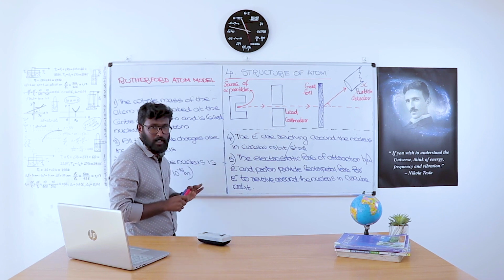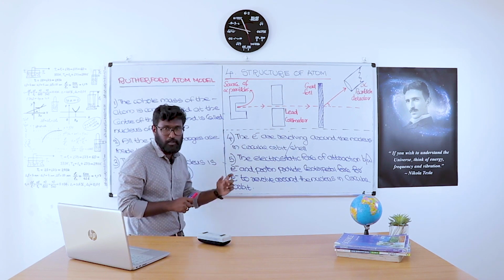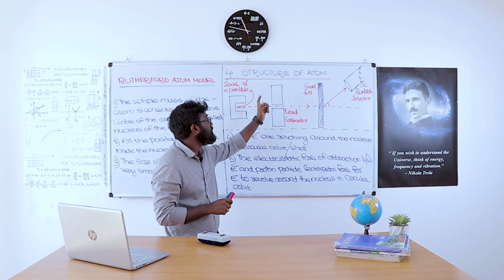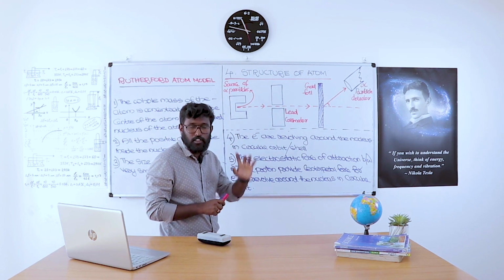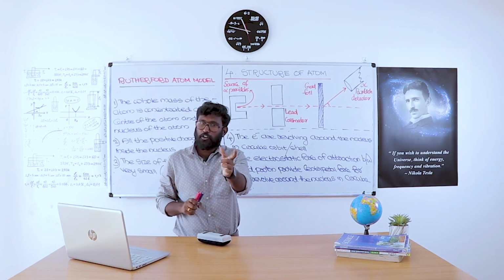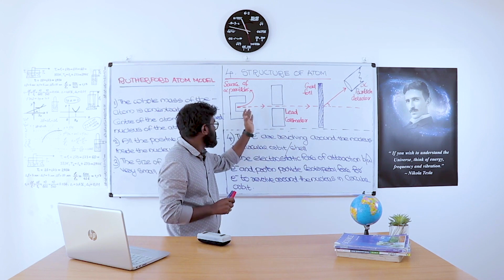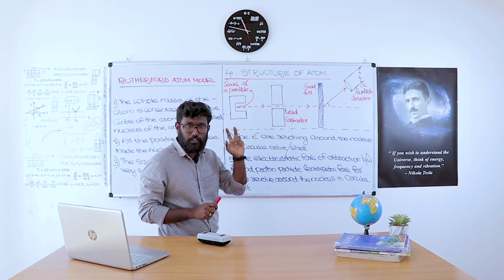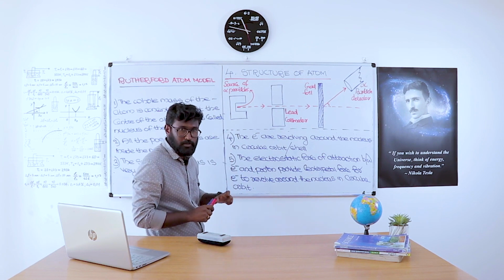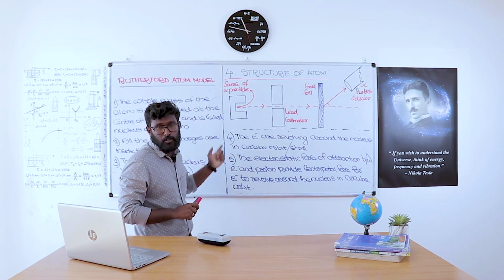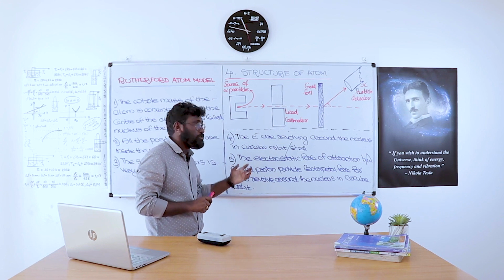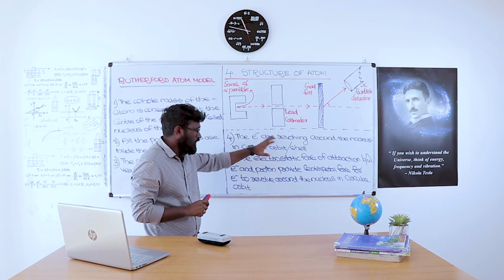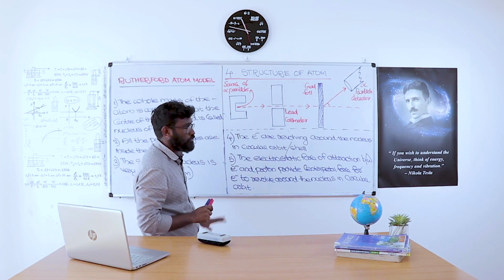Where did the 5 points come from? These 5 points come from the experiment called Rutherford scattering experiment, or alpha particle scattering experiment, or gold foil experiment. So this is the experimental arrangement. Already we discussed the experiment and the observation. From the experiment and observation, we made a conclusion. From the experiment, observation and the conclusion, Rutherford gave 5 points regarding the Rutherford atom model.